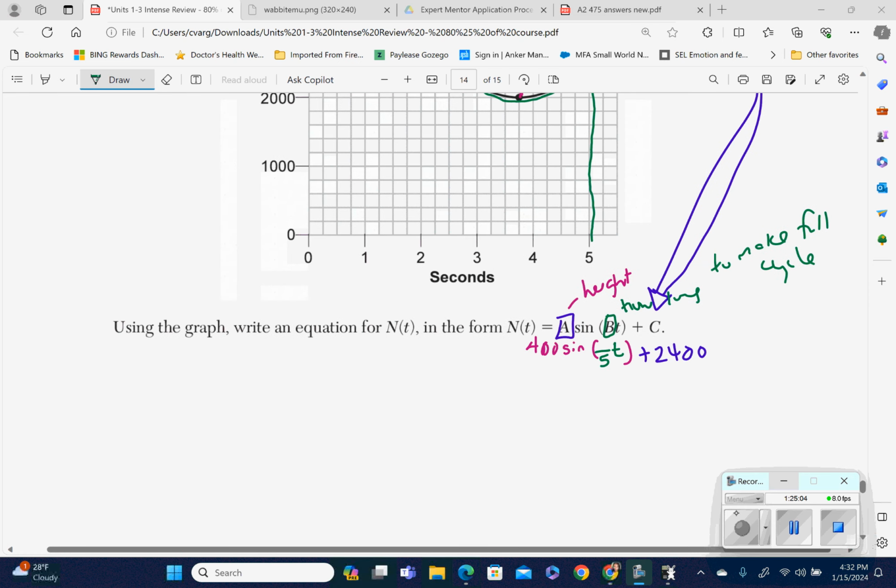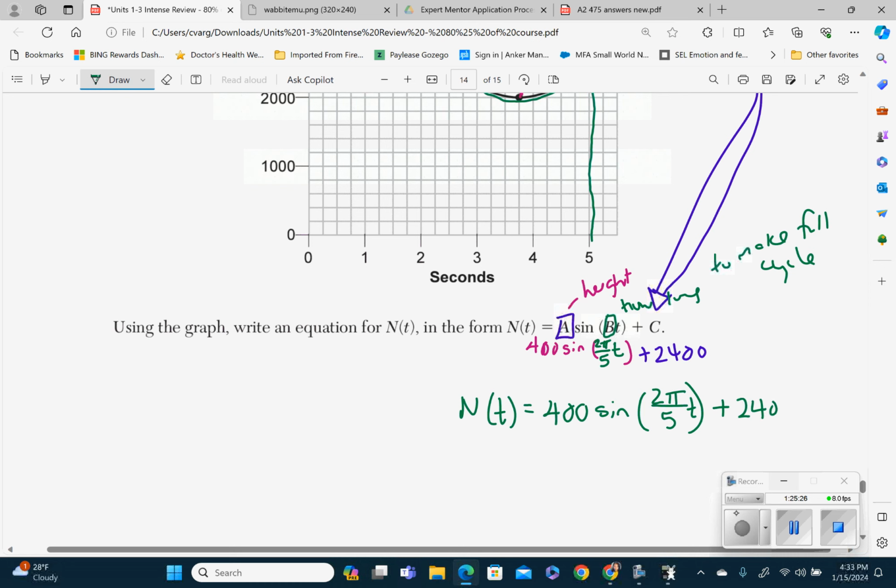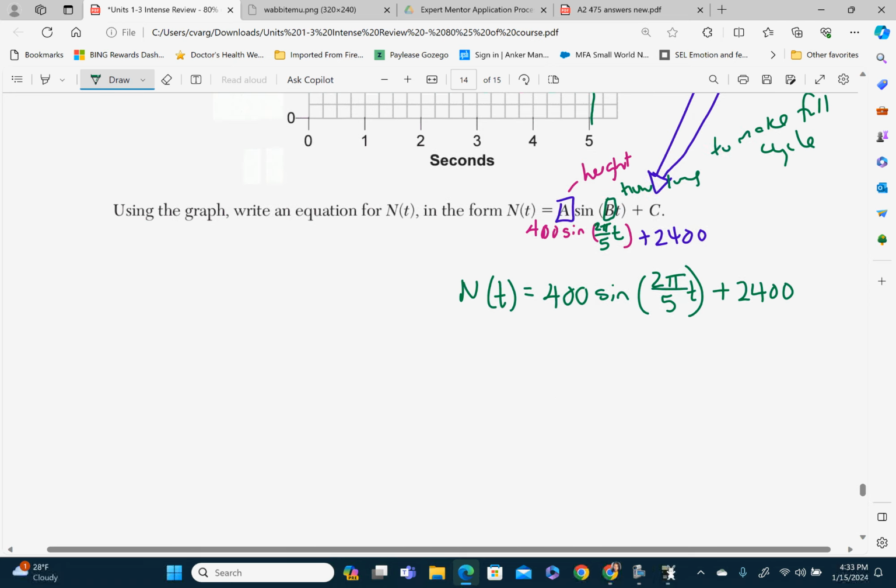So the 5 is how long it took to make a full cycle, and 2 pi always goes on top. So our full formula here is n of t equals 400 sine of 2 pi over 5t. It took 5 seconds to make a full cycle. Don't forget the t, like I did, and then plus 2400 is our midline. Okay, that is the equation of our graph.